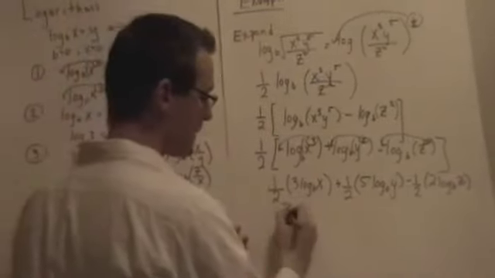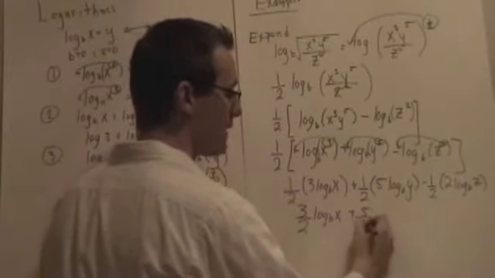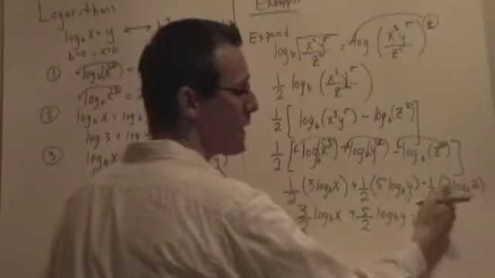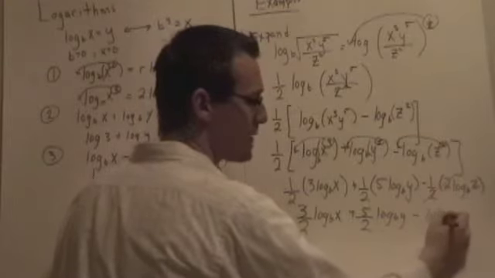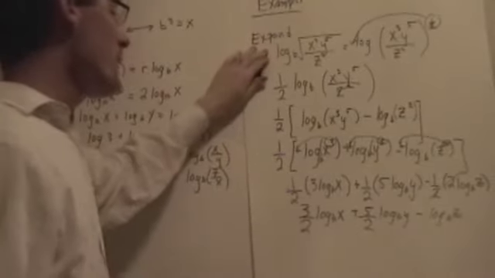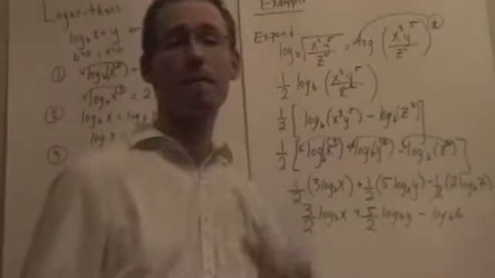And then from there, it's just simple algebra. 1/2 times 3 is 3/2 log base b of x plus 5/2 log base b of y minus 2 times 1/2, the 2's reduce here, log base b of z. So we've taken one log, started with this, gone through several steps using our properties, and ended up with the sum and difference of 3 logs.